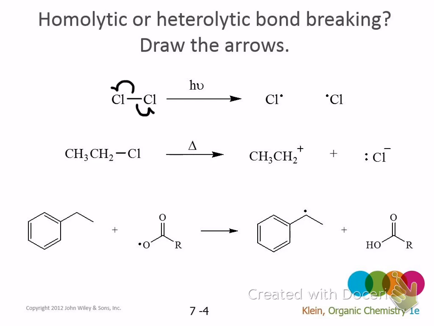What's the middle one? Yeah, hetero. So that means, in this case, which way do the electrons go? From the bond to the chlorine like this. And that's a two-headed arrow.